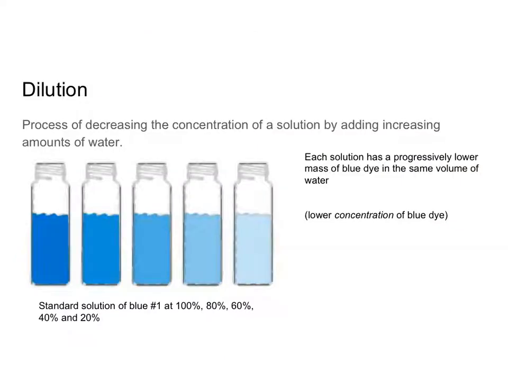All right, the next thing we need to discuss is dilution. Dilution is the process of decreasing the concentration of a solution by increasing the amount of water. What's occurring in this picture is that we have an original solution, which we refer to as the stock solution, the one all the way to the left, that has a very specific concentration. If we take a sample of that and put it in the next container, and then dilute it to the same volume, we decrease the concentration of the original solution to potentially 80%.